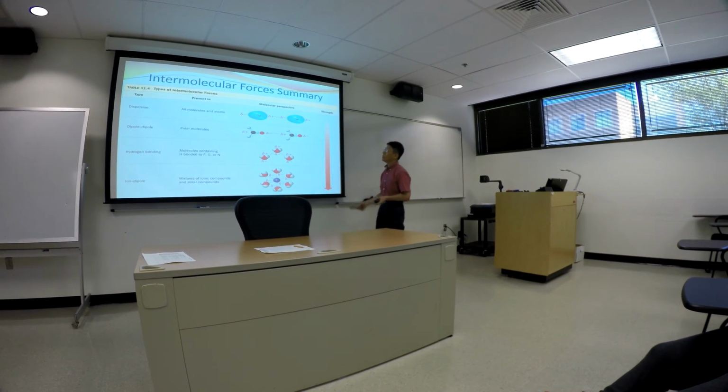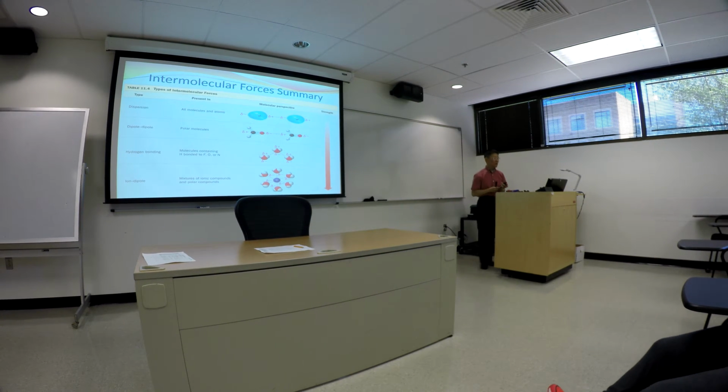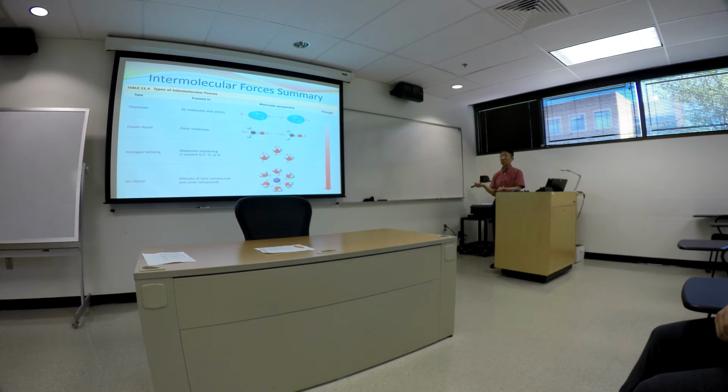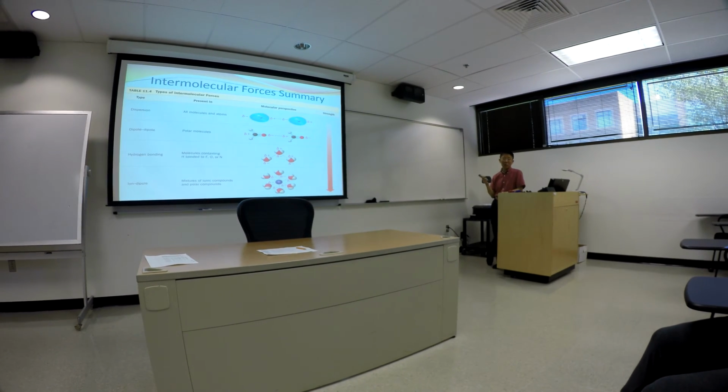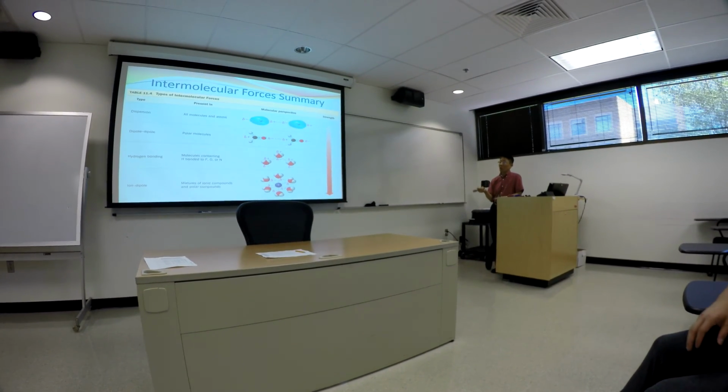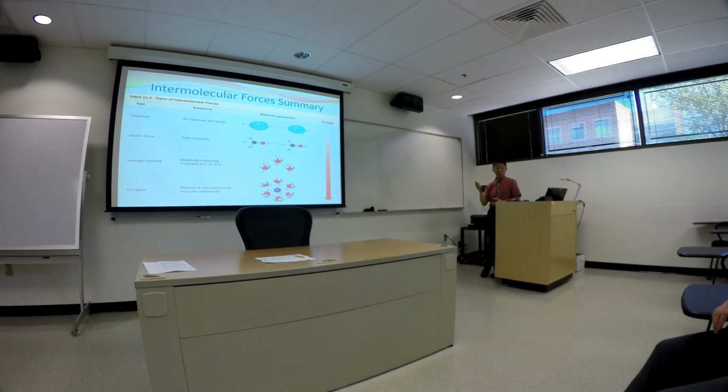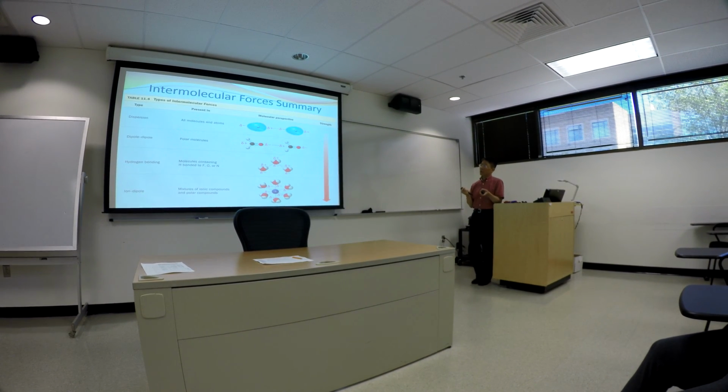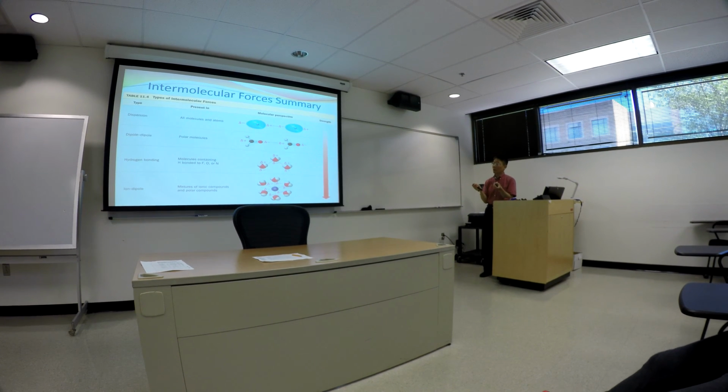So this particular table summarizes the relationship in terms of the strength of the intermolecular forces. London dispersion force being the weakest type, ion-dipole interaction being the strongest type. Okay? So we need you to understand the strength of the intermolecular forces among different molecules. We separate polar molecules from non-polar molecules.